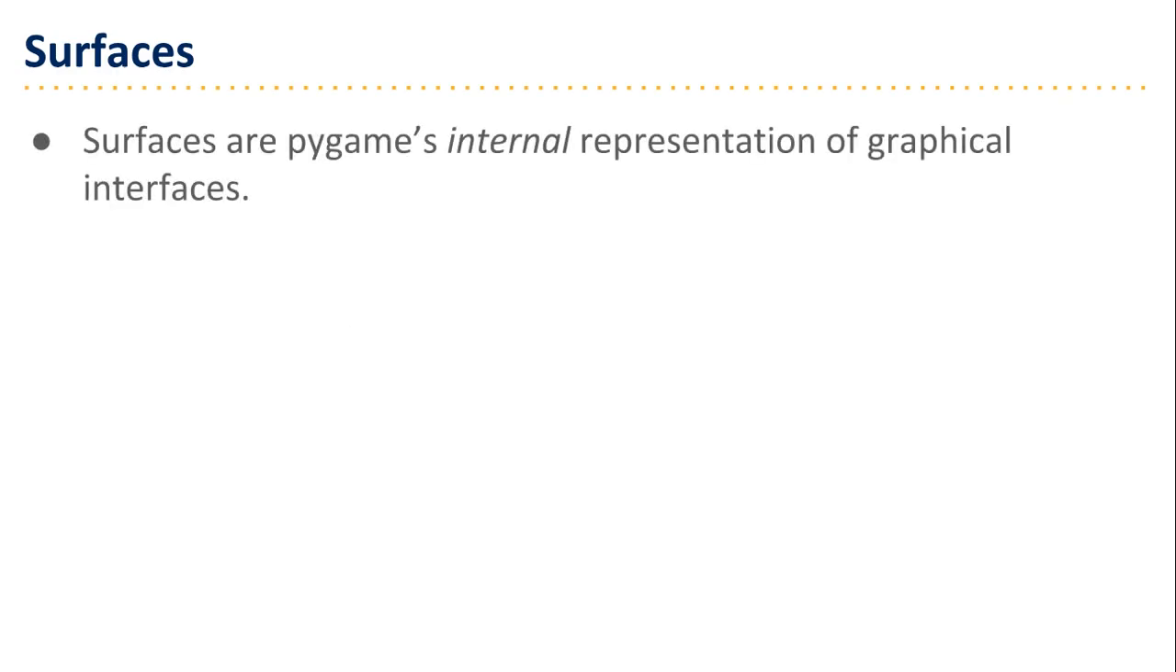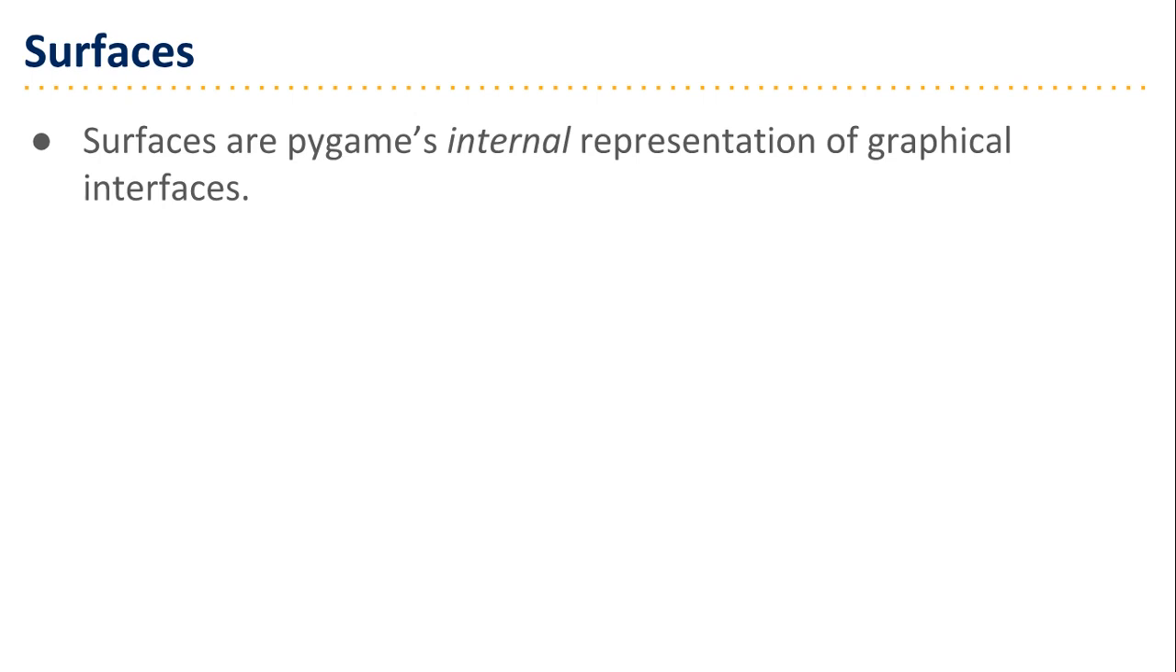All right, so on with surfaces and displays, images and graphics in Pygame. A surface. So what is this thing called a surface? Well, the surface is Pygame's internal representation of a graphical interface. Okay, but what does that mean? Well, a graphical interface is something that we might look at like a screen that displays images or animations. And surfaces are Pygame's internal representation of these interfaces.